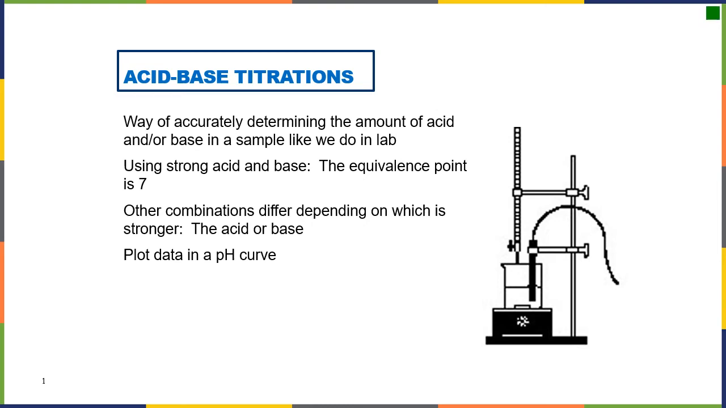So let's continue in chapter 14 and do acid-base titrations. Now, what is a titration? It is simply an accurate way to figure out how much acid or base we might have in a sample. We've done this in lab.